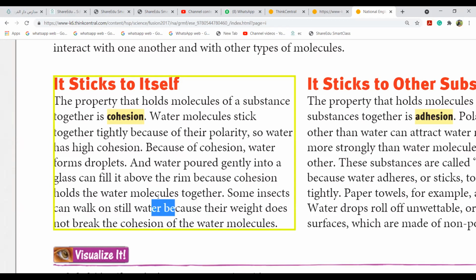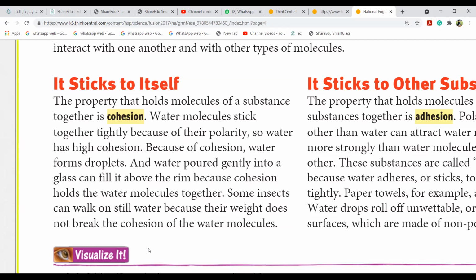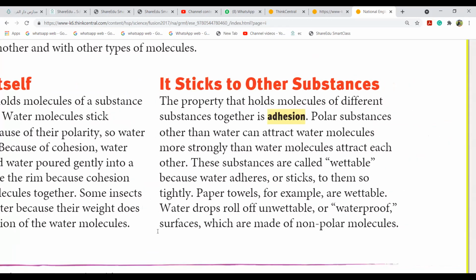Some insects can walk on water because their weight does not break the cohesion. Some are very light, so they do not break the cohesion and they float on water. If I jump into water, I will go directly down because my weight will break the cohesion of the water molecules. Did you understand this? Yes.